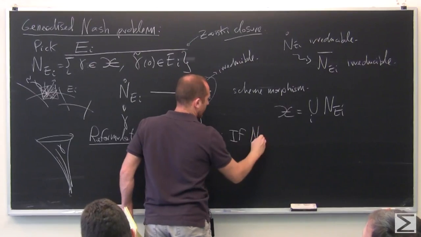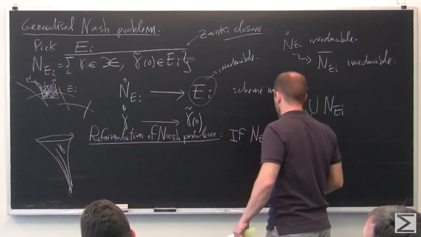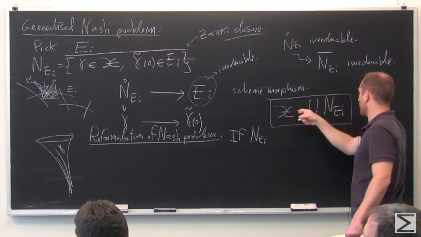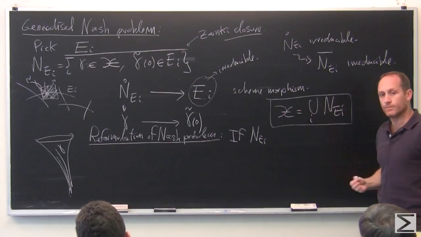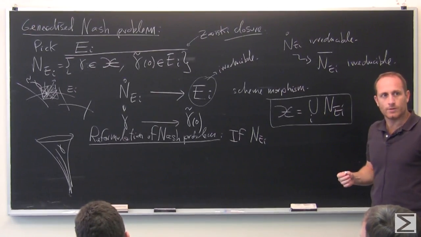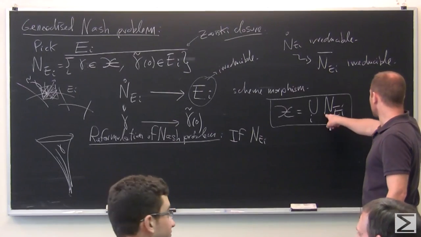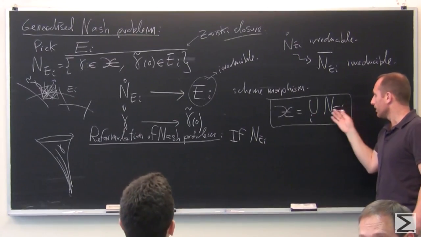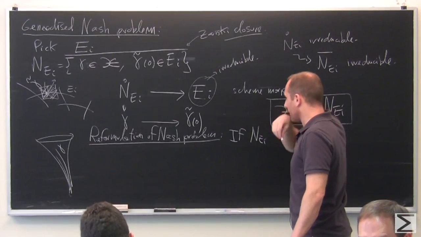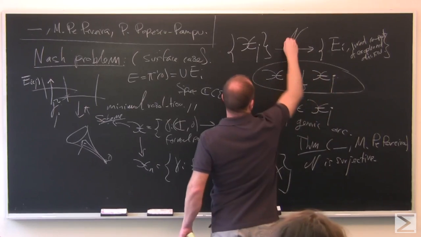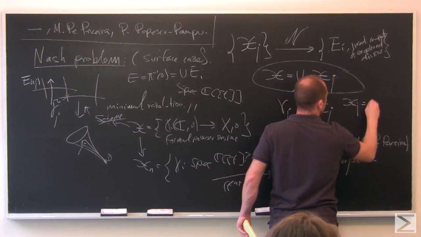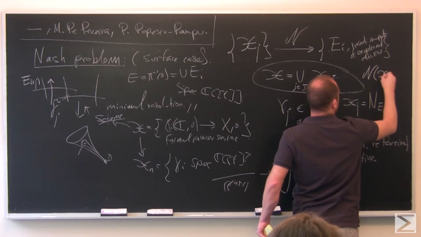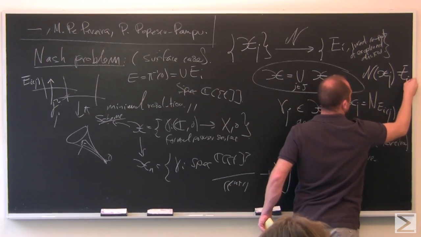Before reformulating, you will understand the reformulation more easily. Now you have this decomposition, this expression of X as a union. It's not necessary that this union is irredundant. It could be that some of the sets are not necessary. You can leave out some of the indices and still get the whole X. And then the Nash question. If you look at the Nash mapping, if you know that X_j is N_{E_{i_j}}, then the image of X_j under the Nash mapping is exactly E_{i_j}.